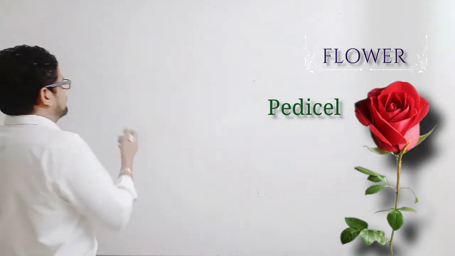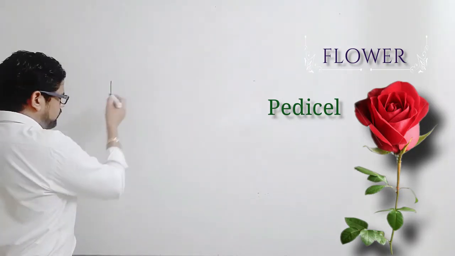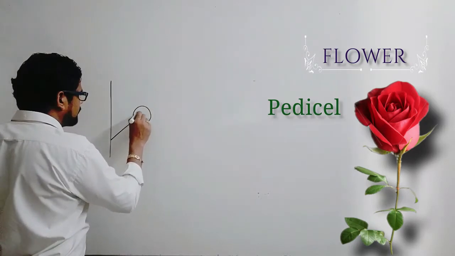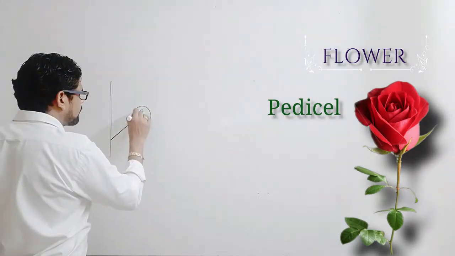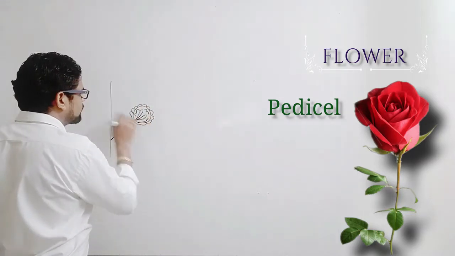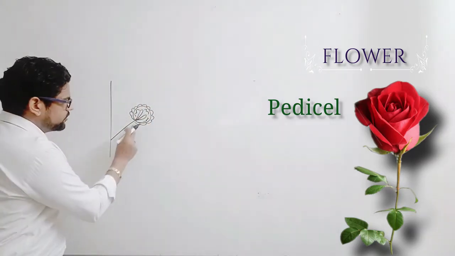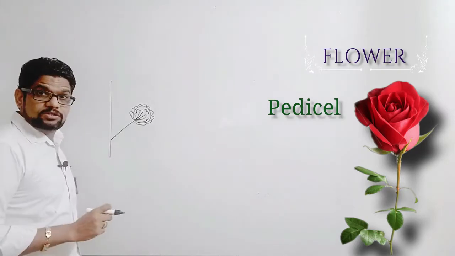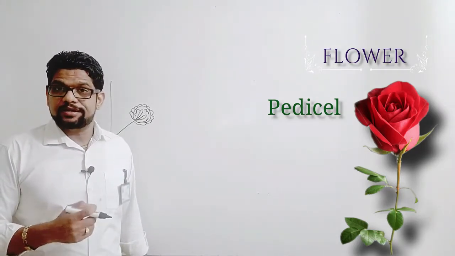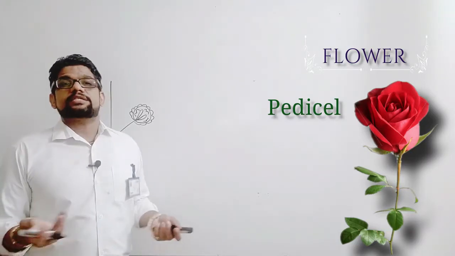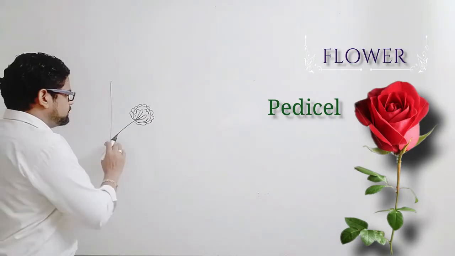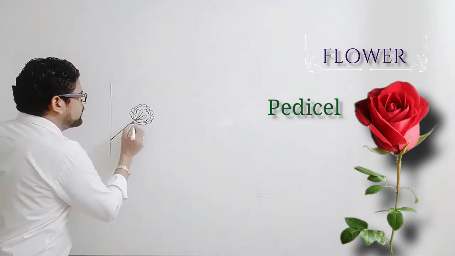Just like if I draw a normal branch, and from here I make a flower like this. This stick-like structure is called the pedicel. If a flower has a pedicel, it is pedicellate. If the pedicel is not there, they are sessile flowers.